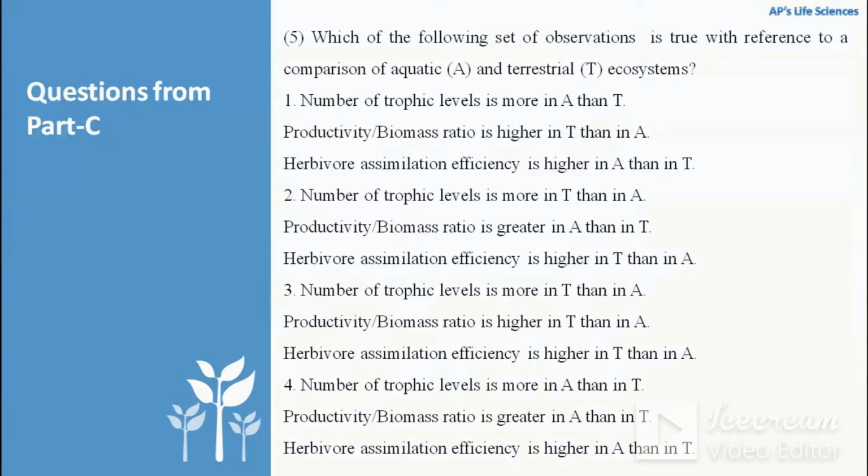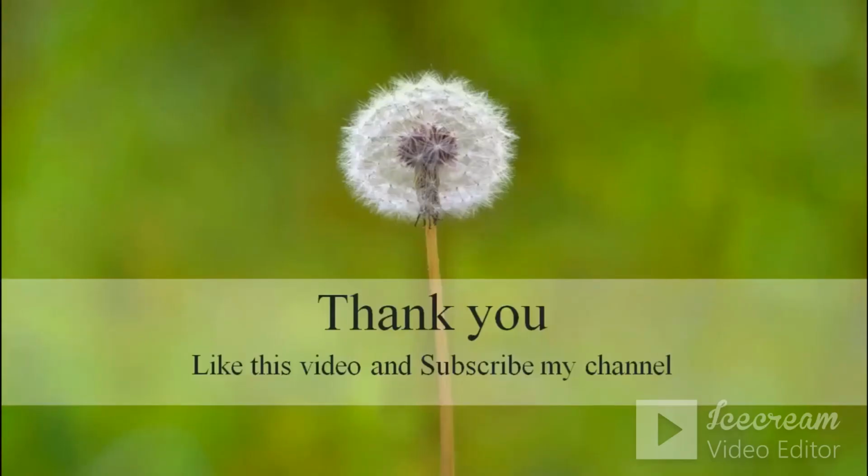We can see the number of trophic levels is more in aquatic than in terrestrial. Yes, it is correct. Productivity by biomass ratio is greater in aquatic than in terrestrial. Yes, this option is also correct. Herbivore assimilation efficiency is higher in aquatic than in terrestrial. Yes, it is also correct, as I explained in the ecological efficiency video. So the fourth option is the correct one.